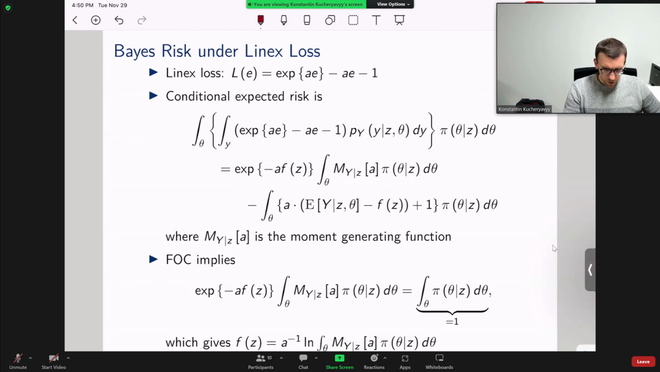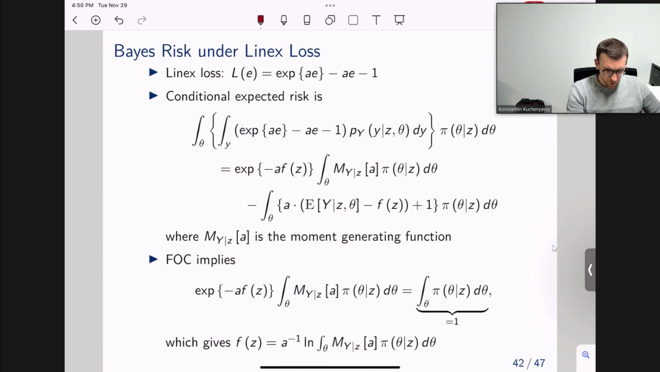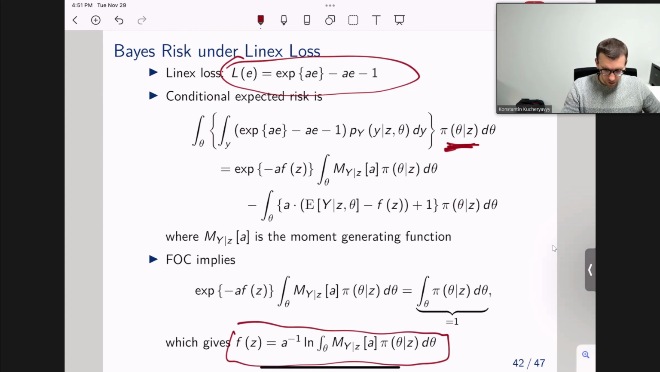So if we consider the Linex loss function, then we can calculate this conditional expected risk in the Bayesian sense, applying the posterior distribution. And that would give us this optimal forecast, which looks very similar to what we had in the classical approach, except that again we have the integral over the posterior.